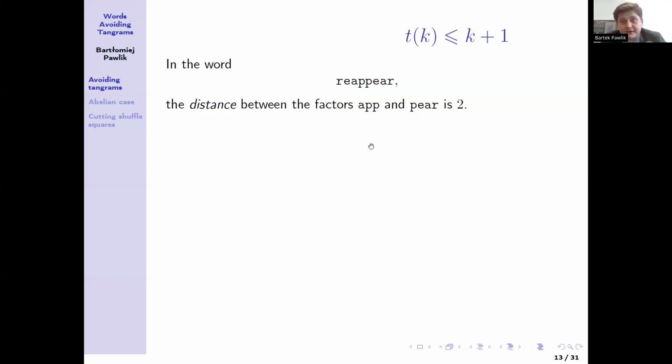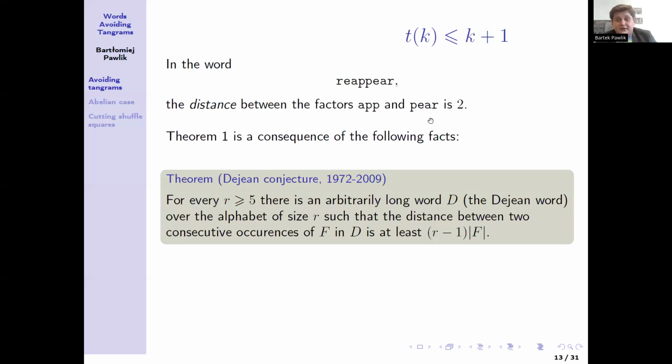First of all, the distance. If I have a word, then the distance between 2 factors is the number of places between the first letter of this factor. So I have this APP factor here and PEIR factor here. So the distance between this A and this P is 2. So this is the distance between these two words.